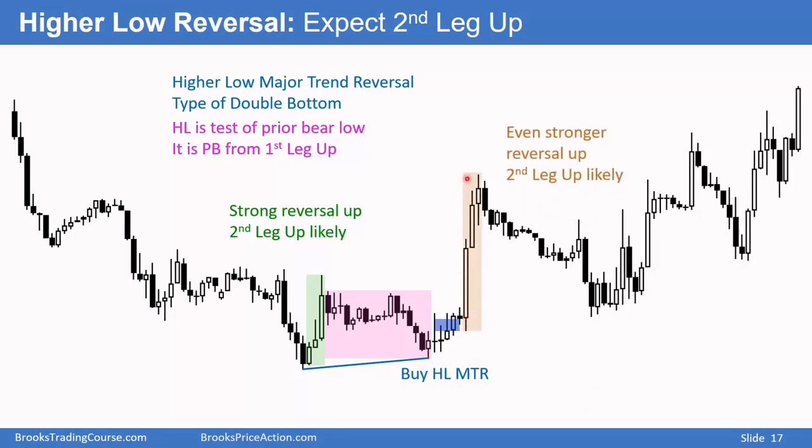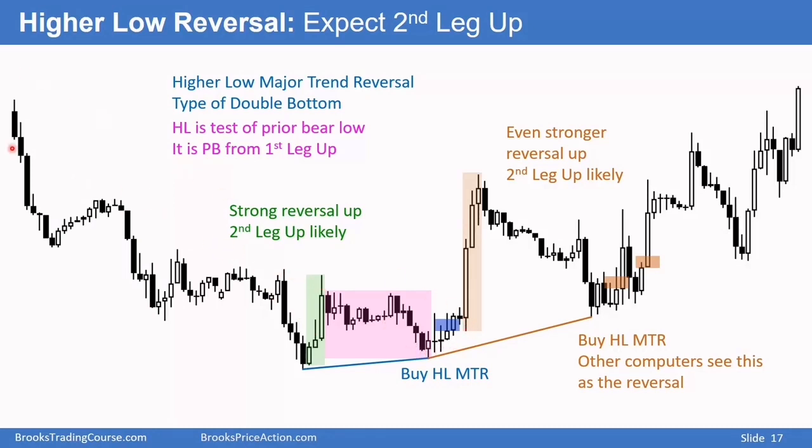Even stronger reversal up. This is much stronger than this. It's a possible second leg trap, but probably strong enough so that whatever sell-off we get, it'll stay above that low and be followed by at least a small second leg up. It's a bigger, higher low major trend reversal. We have a bear trend, a breakout not completely out of the bear channel, but higher low major trend reversal.